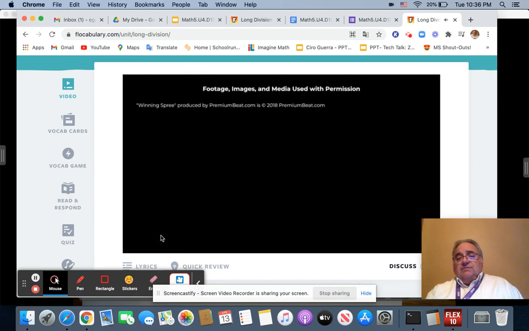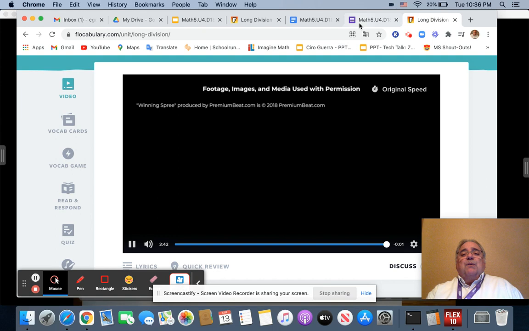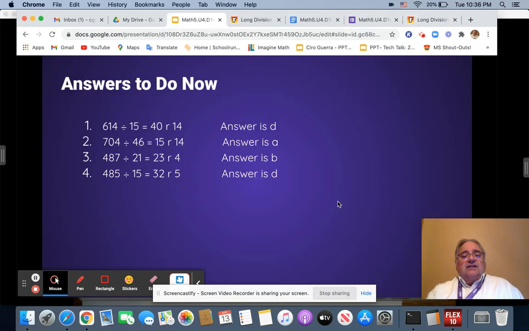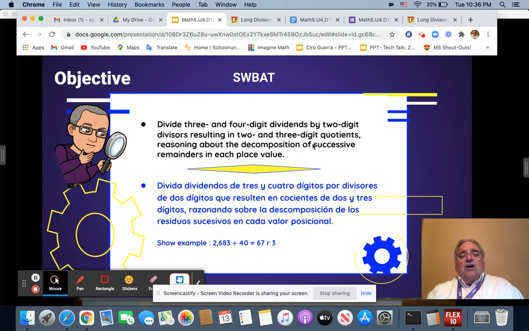All right, guys. Hope this helped you out with long division. We're going to go ahead and get back to our slides and go into our students will be able to. If you remembered yesterday, it's the same thing that we did yesterday. It's divide 3 and 4-digit dividends by 2-digit divisors, resulting in 2 and 3-digit quotients. Reasoning about the decomposition of successive remainders and each place value.